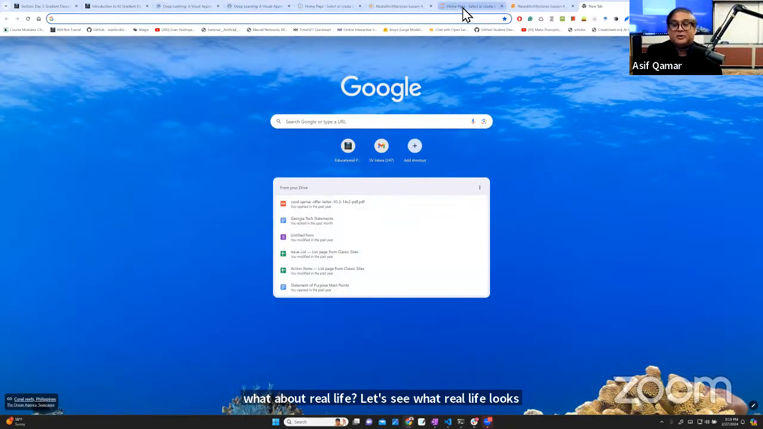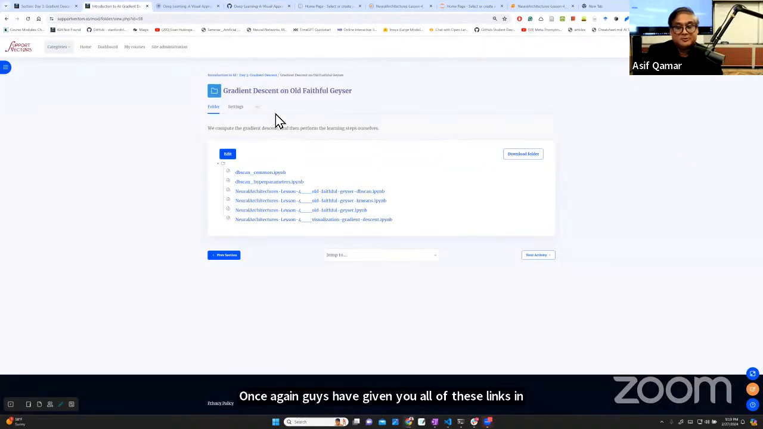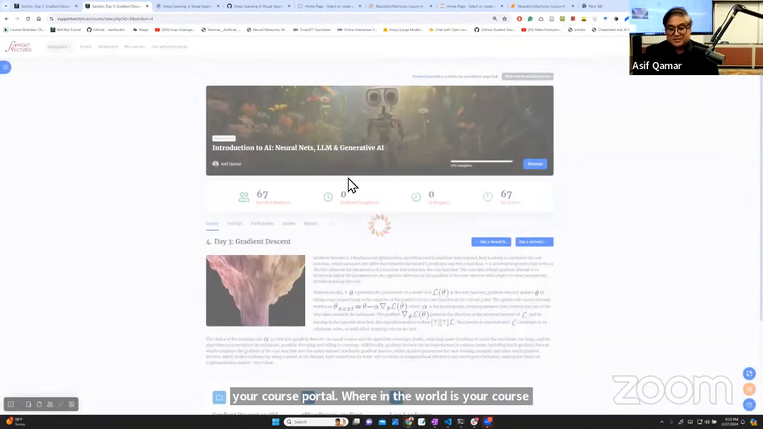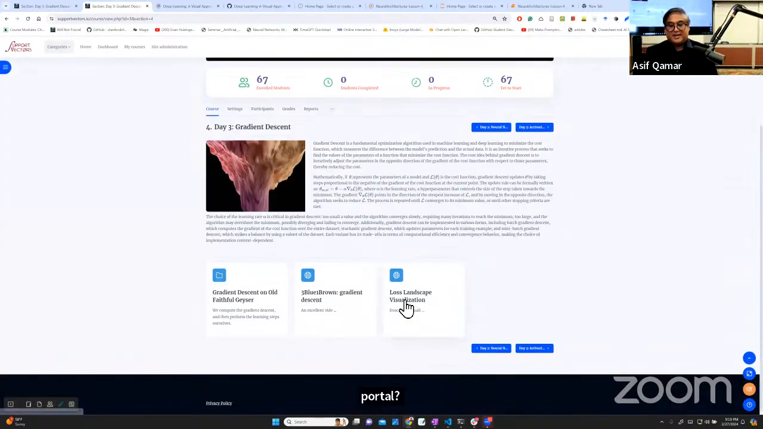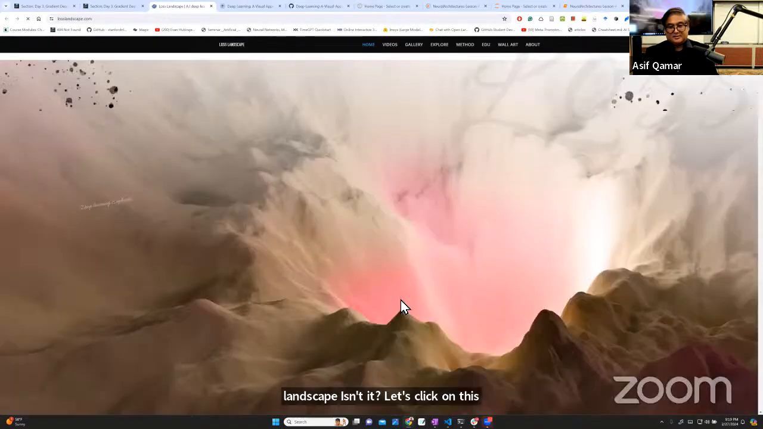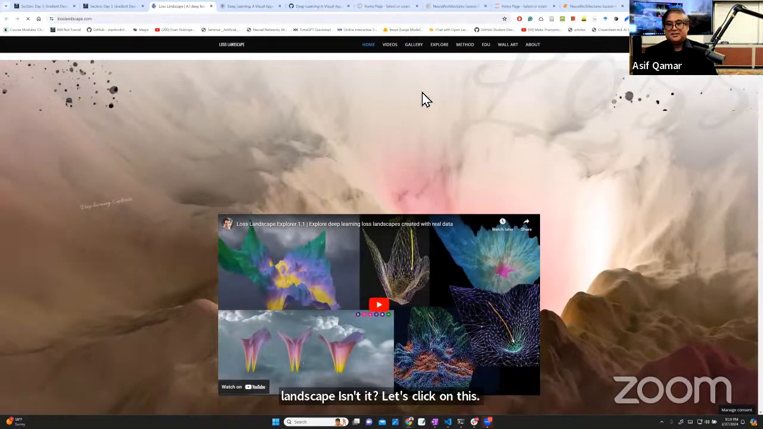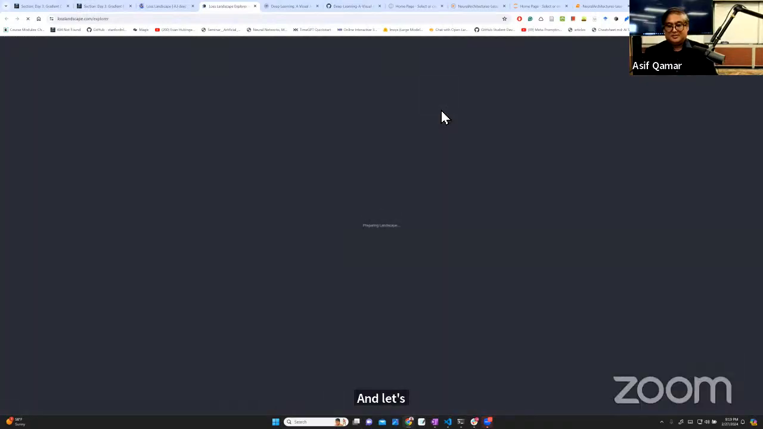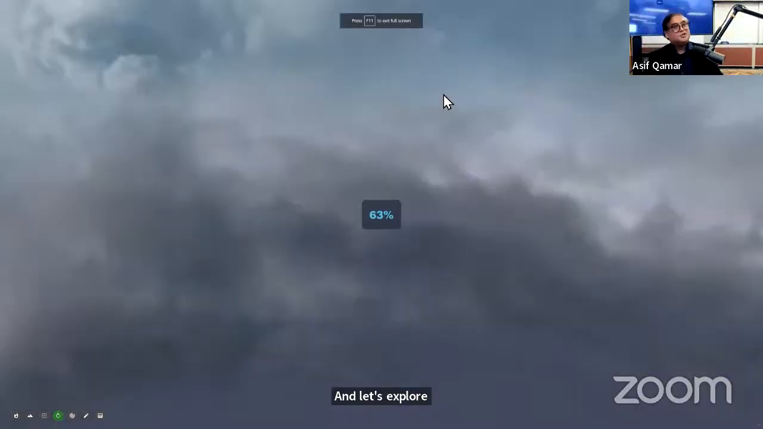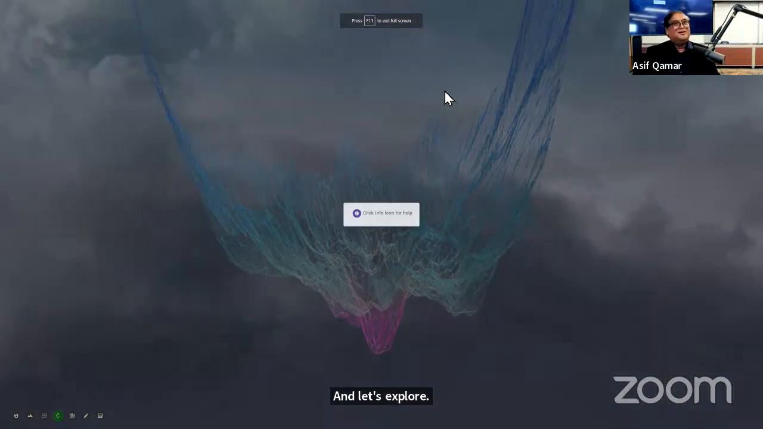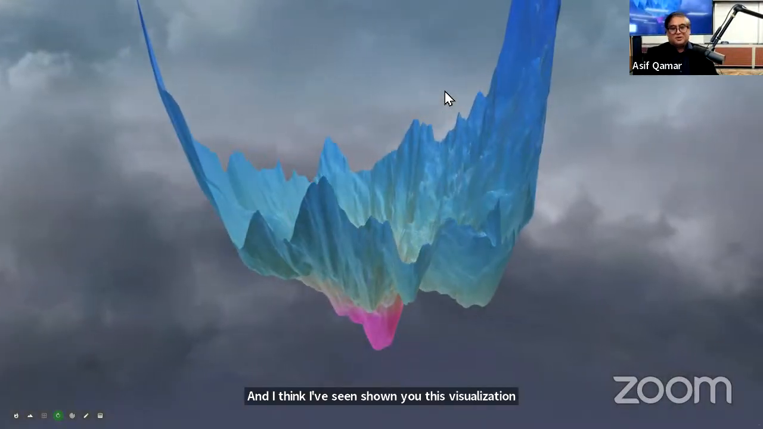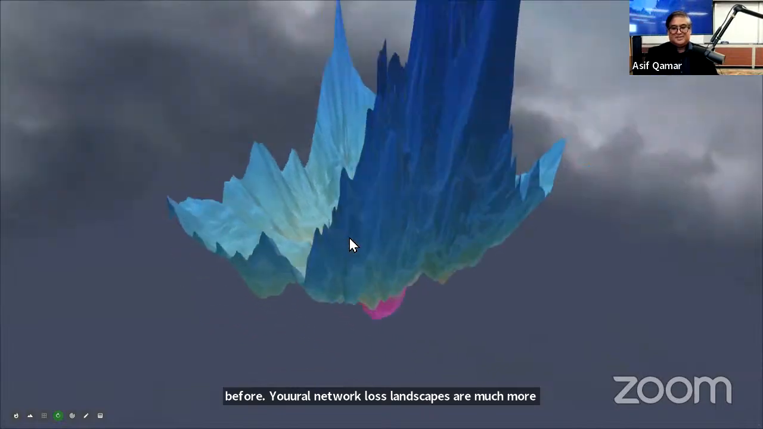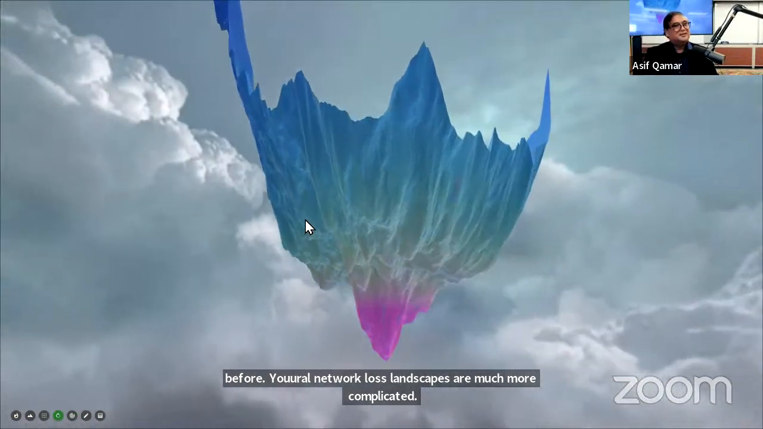Once again, guys, I've given you all of these links in your course portal. Where in the world is your course portal? Yeah, here it is. Look at the third link, loss landscape. Let's click on this and explore. I think I've shown you this visualization before. Neural network loss landscapes are much more complicated. Do you see how complicated they are? There are local minima and local maxima.